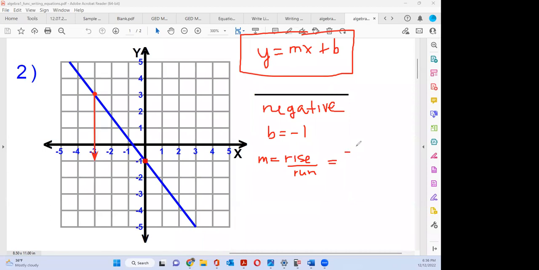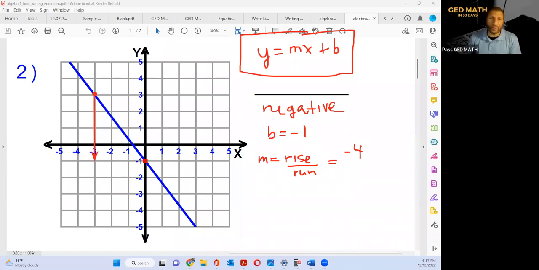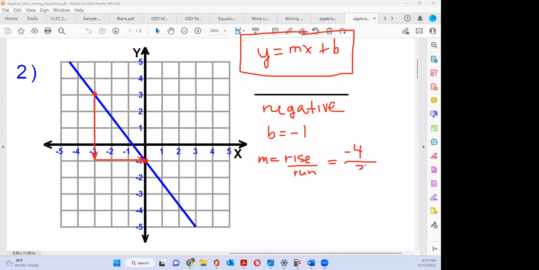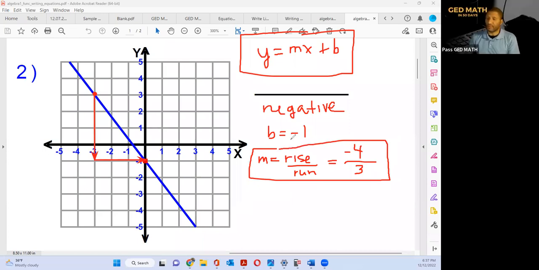Negative 4. Now, what direction do we want to go? To the right. Count with me: 1, 2, 3. Our run is what? 3. So our slope is what? Negative 4 over 3.